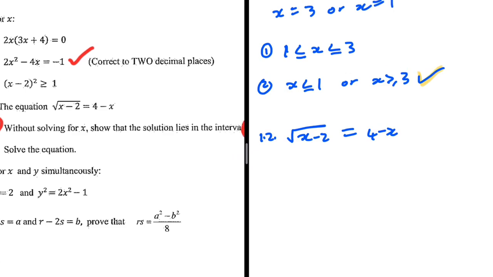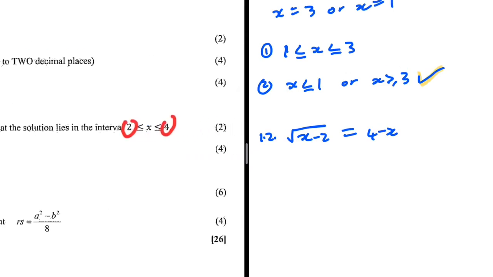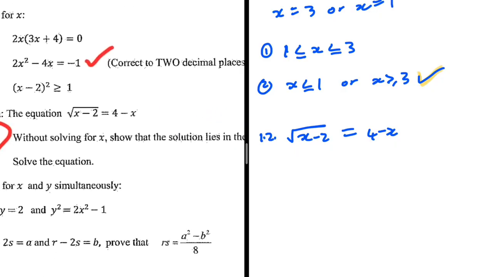Okay, so let's take a look at this interval, 2 to 4. Well, the whole numbers we have are 2, 3, and 4. So let's test these three whole numbers, 2, 3, and 4, and see if that equation is satisfied. Let's start with 2. x is equal to 2.